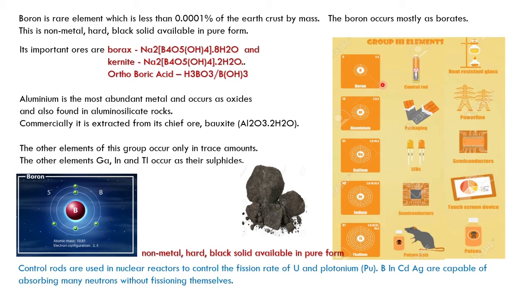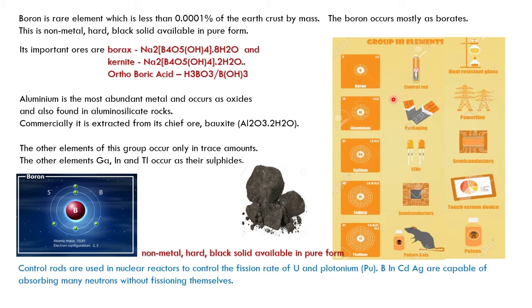Before we enter into this, we'll see the order of the elements. How to remember the boron family? We have compared it with our family members, like father and mother. Here: boron, aluminum, gallium, indium and thallium, isn't it? So boron is a group 13 element.